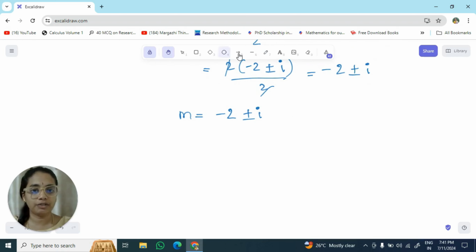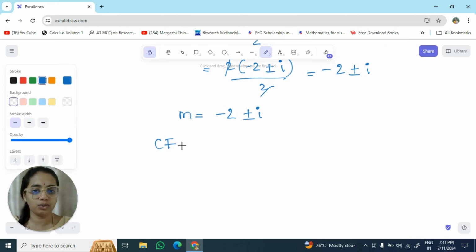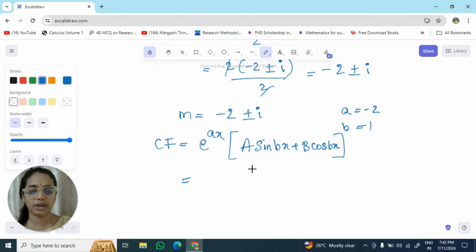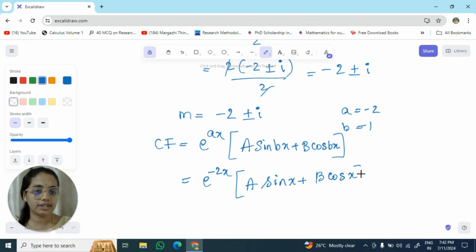Okay, so clearly if we have to write the CF for the roots that we've got, the value of a is negative 2 and the value of b is 1, right, because 1 into i is i. So the CF would be e to the power ax into a sine bx plus b cos bx. For a change, let me write it this way. These are constants, right? It doesn't matter, the order doesn't matter over here. So we have e power minus 2x into a sine x plus b cos x.